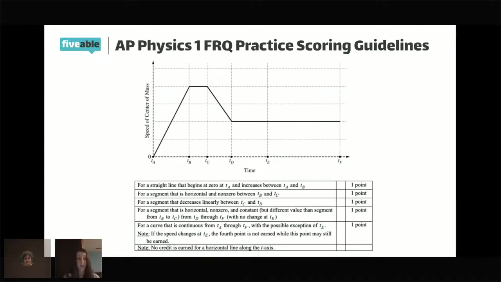So as we can see from the scoring guidelines, you get a point for the straight line indicating the net force for the acceleration segment. You get a flat horizontal point for indicating that velocity, or speed rather, is non-zero, but it's also not accelerating. And then decreases for the friction component, and then you're just going to have constant speed of the center of mass from D to F.